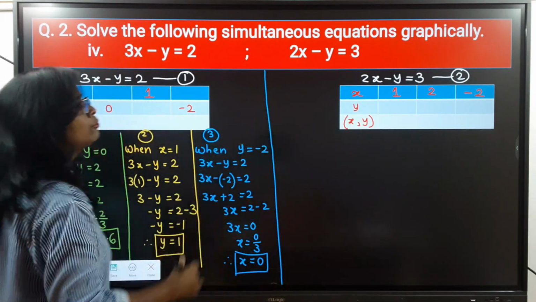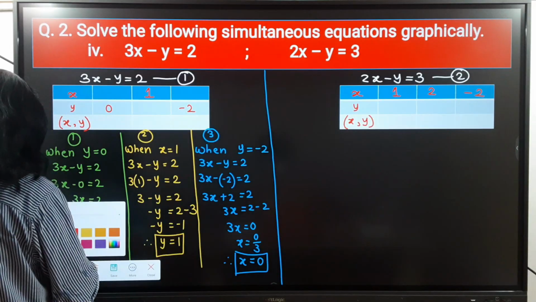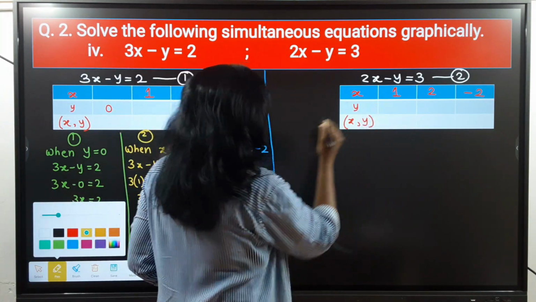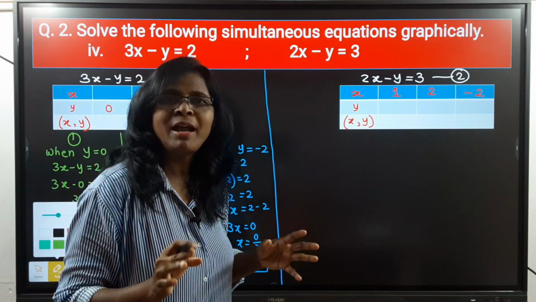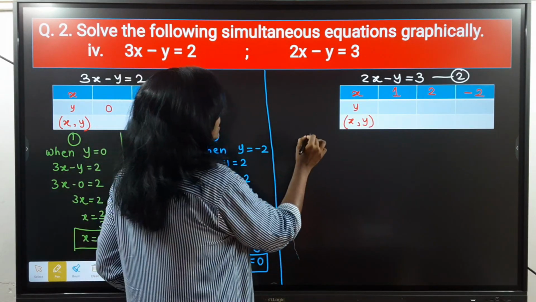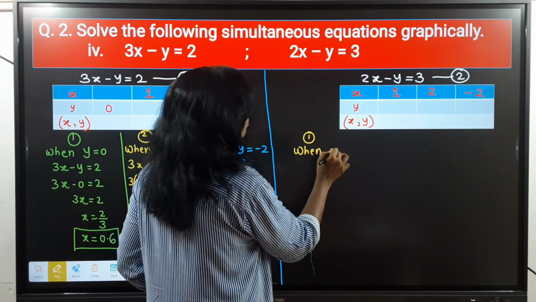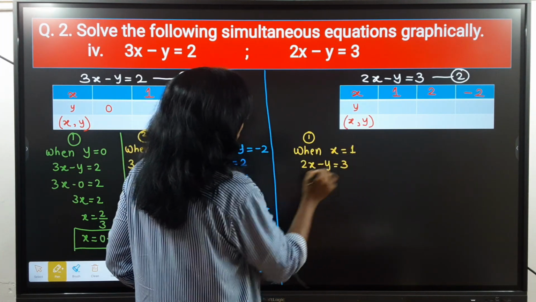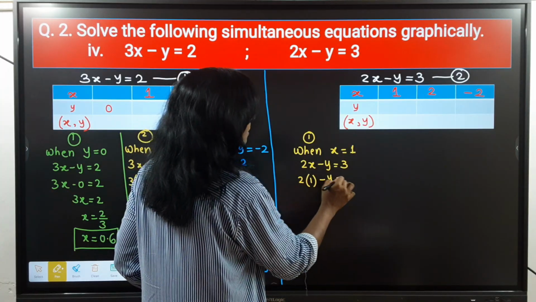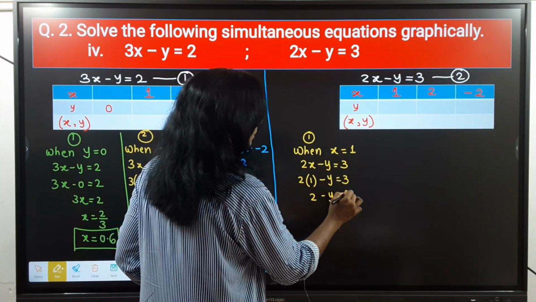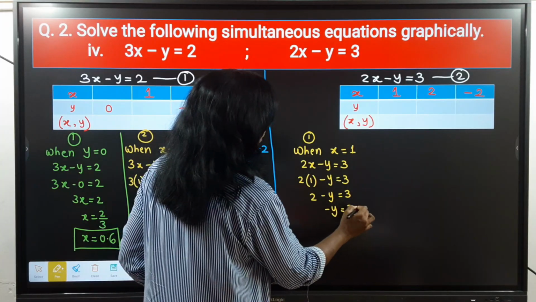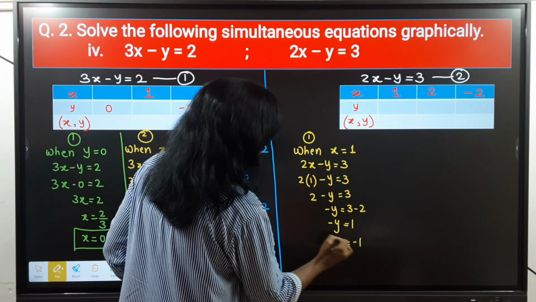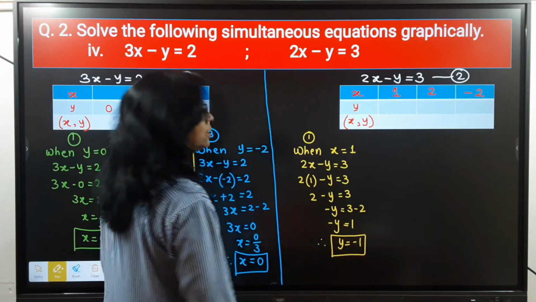Now we are finding the values for the second equation. The second equation is 2x minus y is equal to 3. All the considered values are for the x variable. So first, when x is equal to 1, write down the equation 2x minus y is equal to 3. Therefore 2 multiply 1 minus y is equal to 3. So 2 minus y is equal to 3. So minus y is equal to 3 minus 2. So minus y is equal to 1. Now shifting the negative sign to the right hand side, y is equal to minus 1.